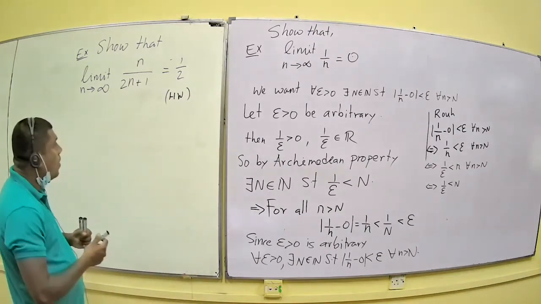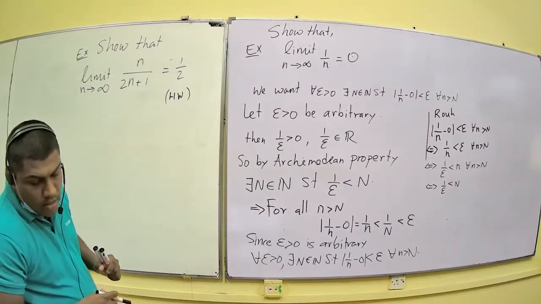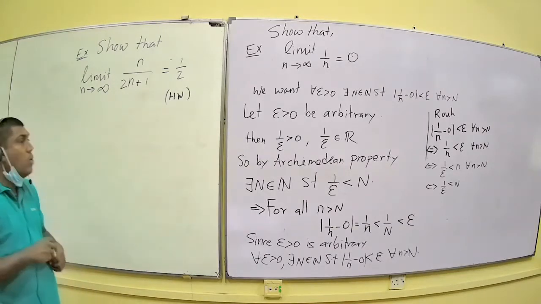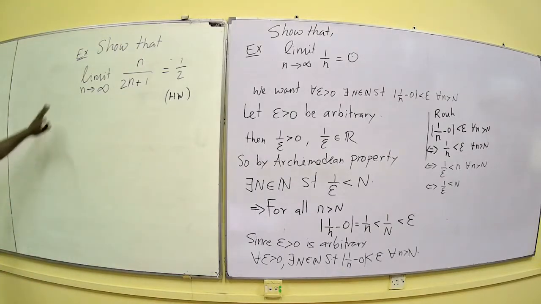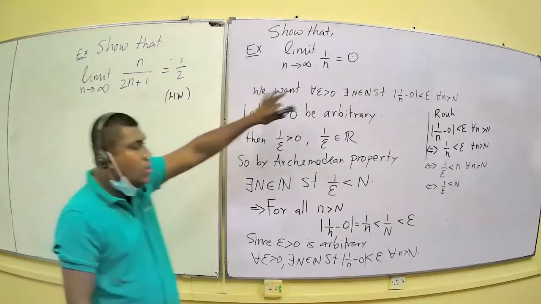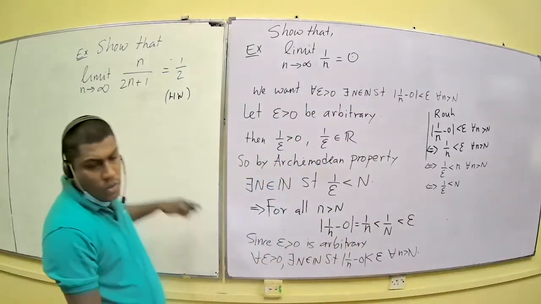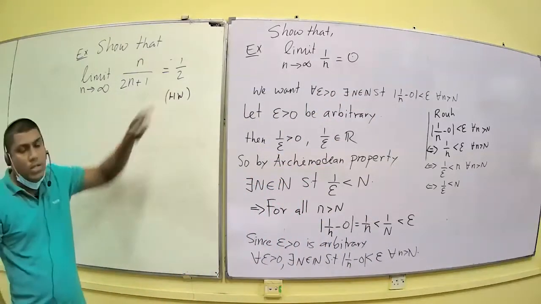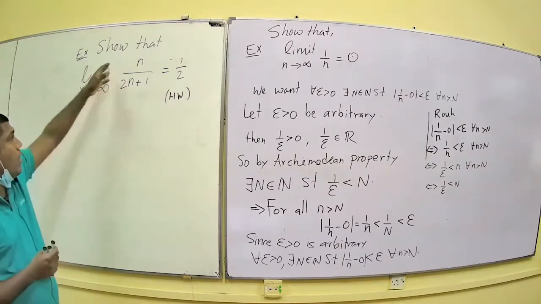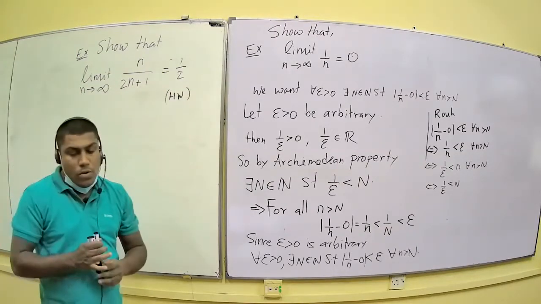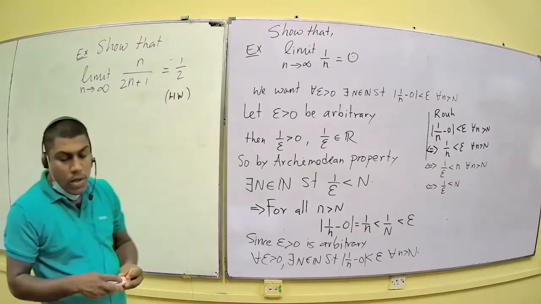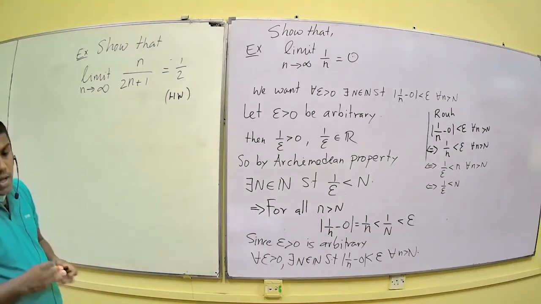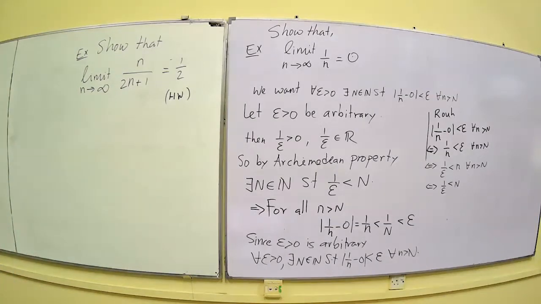Okay, let me do another type of example. This I leave as homework because you can use the same procedure to show that the limit is 1 upon 2, right? So you have to show that the absolute value of n over 2n plus 1 minus 1 upon 2 is less than epsilon. That is what you want to find, right? So you can choose the capital N in such a way that this inequality holds, right? So that is the idea. You can work on your own.